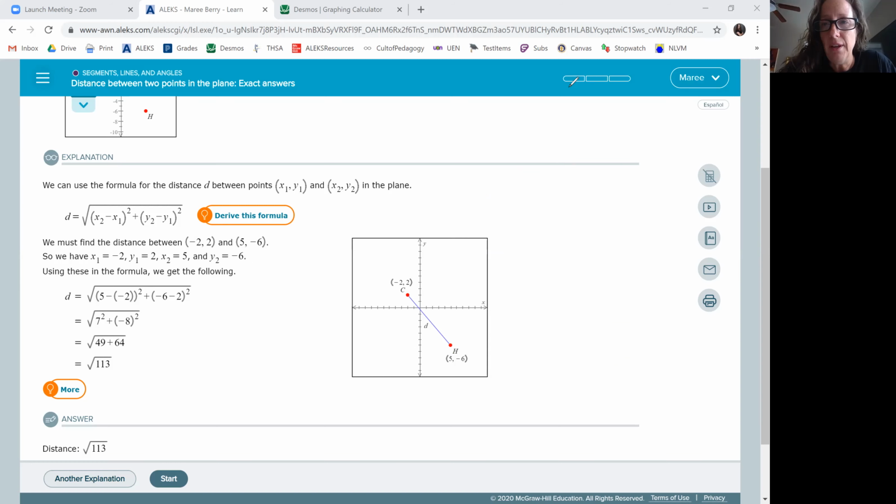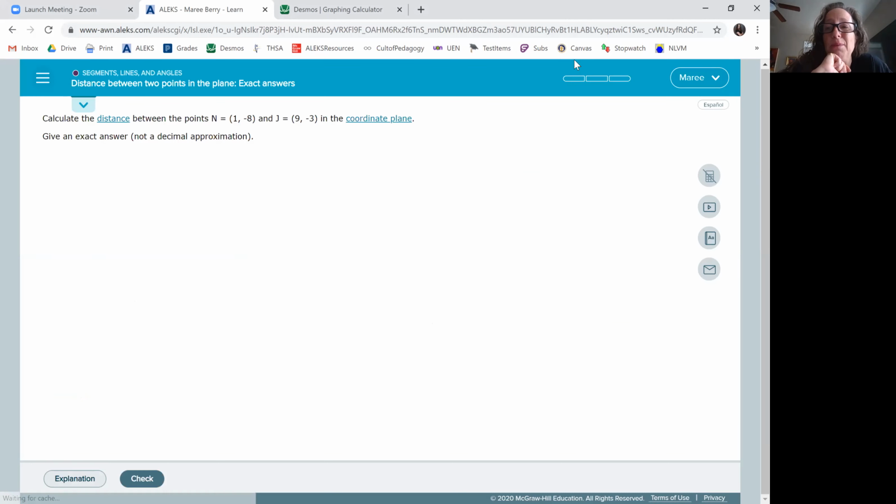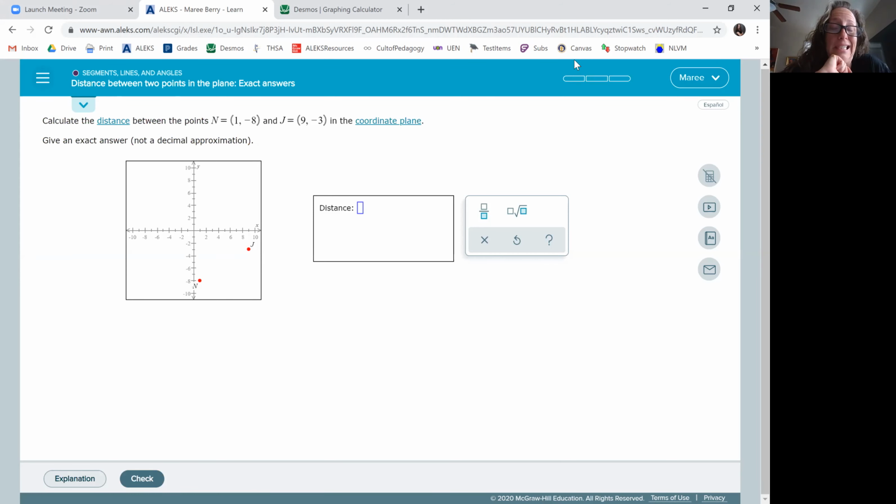So you can see, I think the formula is fine to do, but here's exactly what I do. You can draw a picture if you want, but I'm just going to look at these points, the x values, 1 to 9. Basically just think how far apart is 1 from 9, and that's 8 units.